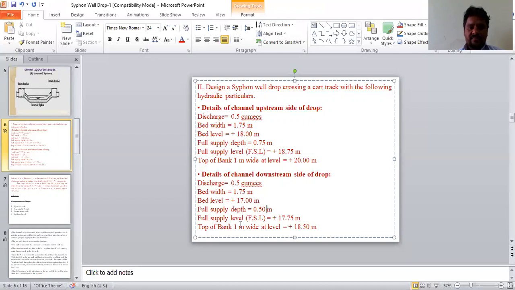Sorry, it is not 0.75. Both sides are same, so 0.75, 0.75. Okay, so 17 meter and 0.75 meter is 17.75 meter. Good. Next, top of the bank is now here. This is 20 meter and here it is 18.5 meter.